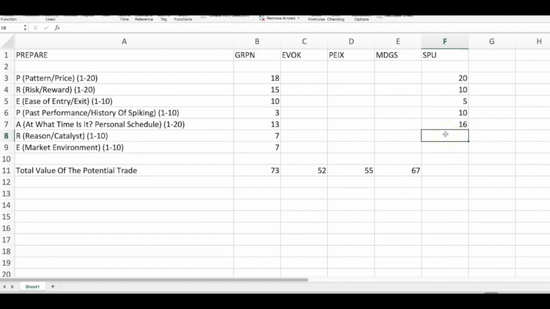The reason catalysts, the plays that are moving, they don't even need catalysts right now. It's all about low float, low market cap, and volatility and volume. So I'll give this a 10 because it's fitting the pattern exactly. Here's market environment, and this is the perfect market for spiking. So let me just add this up. Auto sum. It's an 81.